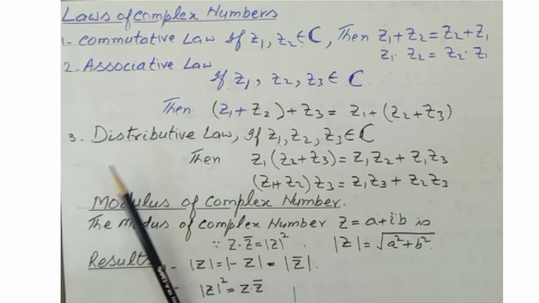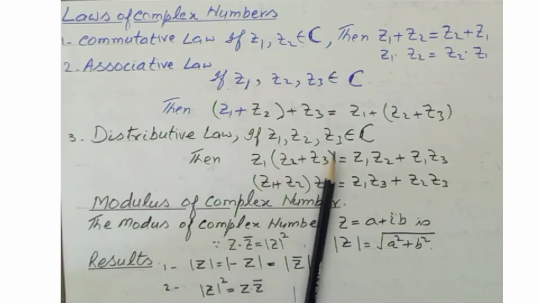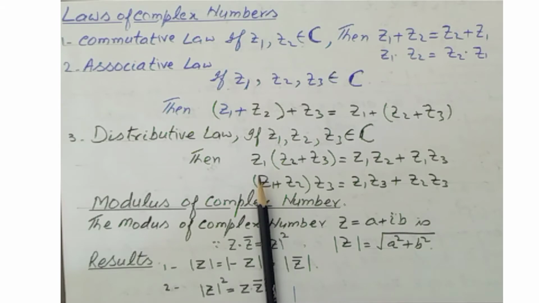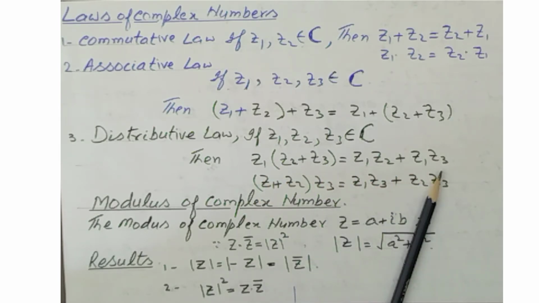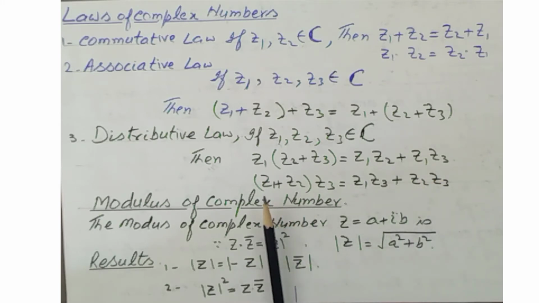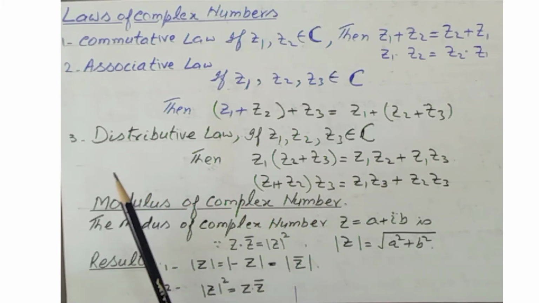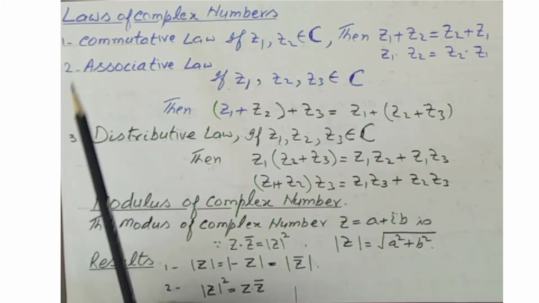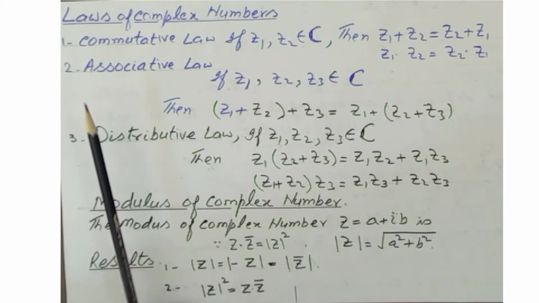Number three, distributive law. If z1, z2, z3 belong to C, then z1 into (z2 + z3) equals z1 z2 + z1 z3, and (z1 + z2) into z3 equals z1 z3 + z2 z3. So this is called the left distributive law and this is called the right distributive law. The complex numbers hold these laws, that is commutative law, associative law and distributive law.